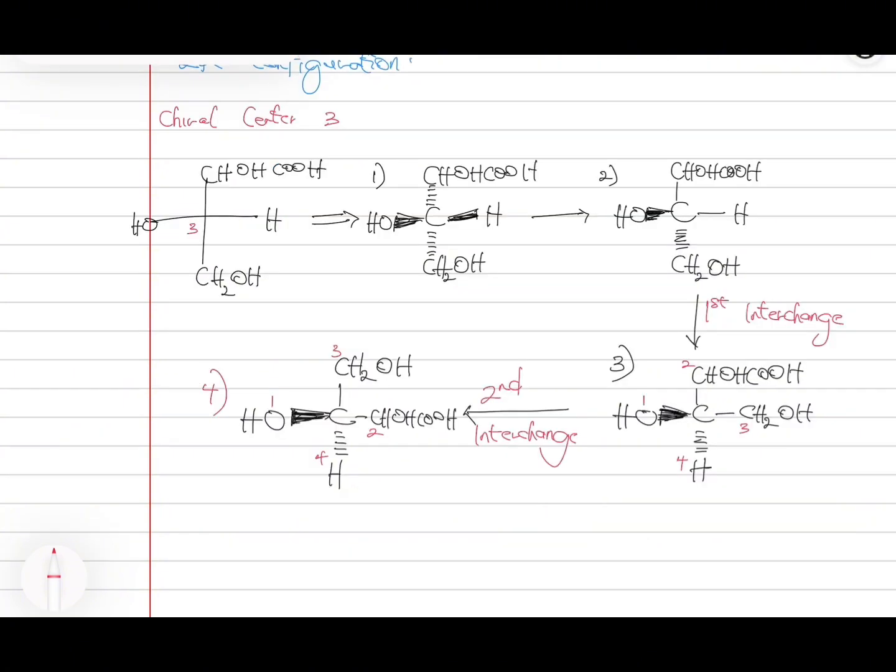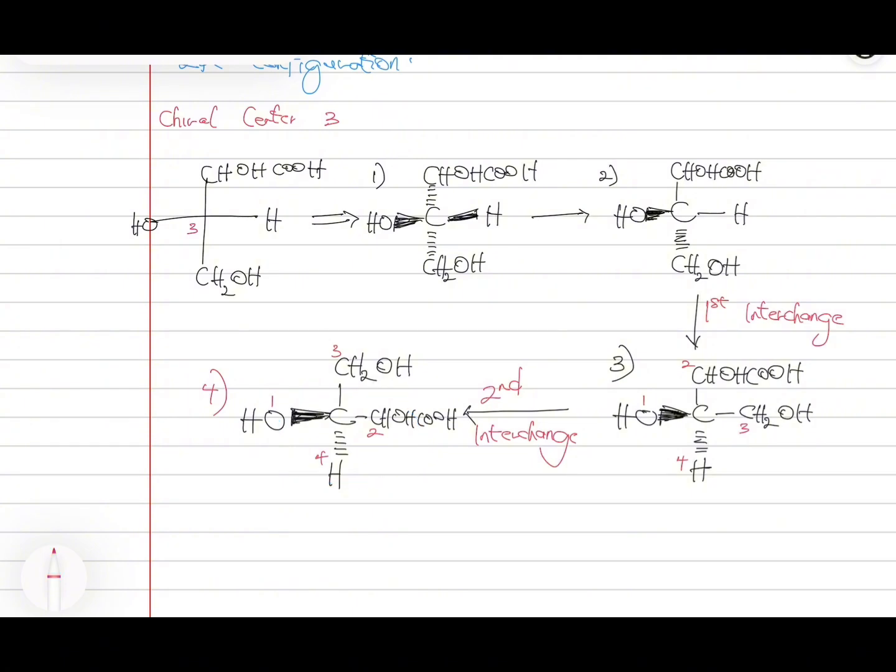Since I have my step 4, I can confidently assign the configuration of the substituents at the chiral center 3, which will give us the actual configuration at chiral center 3. So in step 4, I have the compound with the least priority in dash, and I have carried out the second interchange to get the original configuration of the molecule.